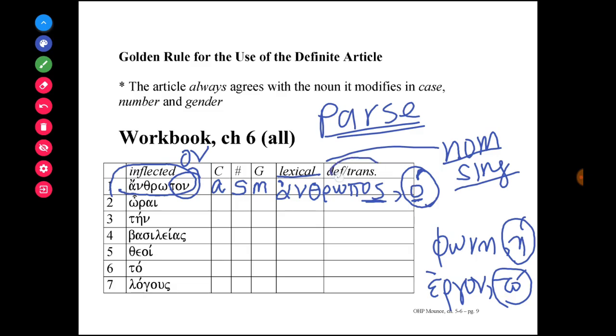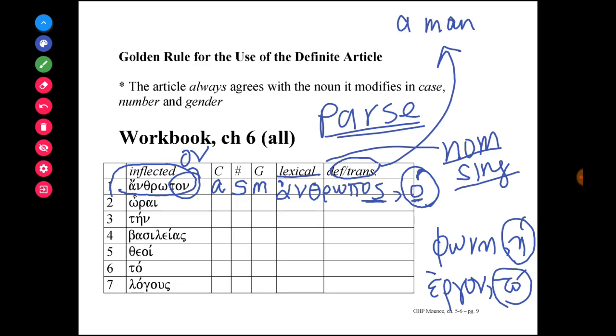And what is the definition? I ran out of space here, but what's the definition? Well, the definition is a man. That's my definition. So this is just one parsing exercise. Why don't we try another?